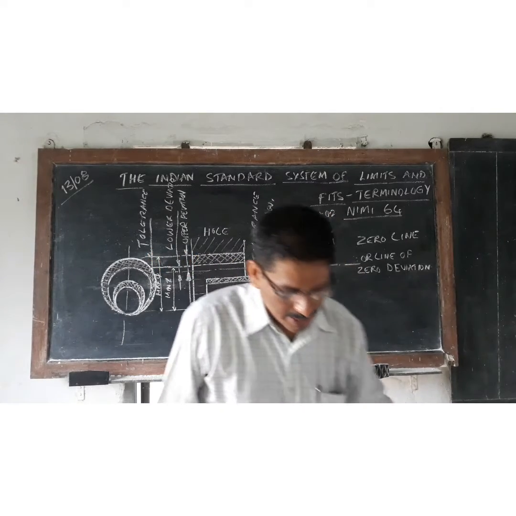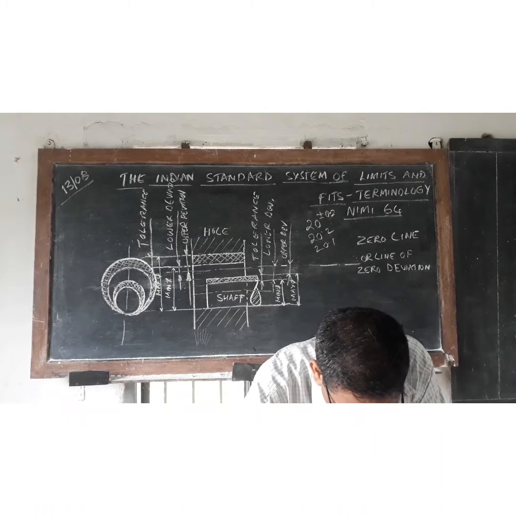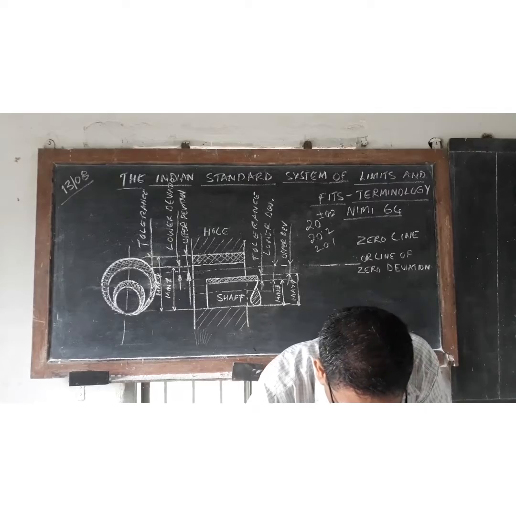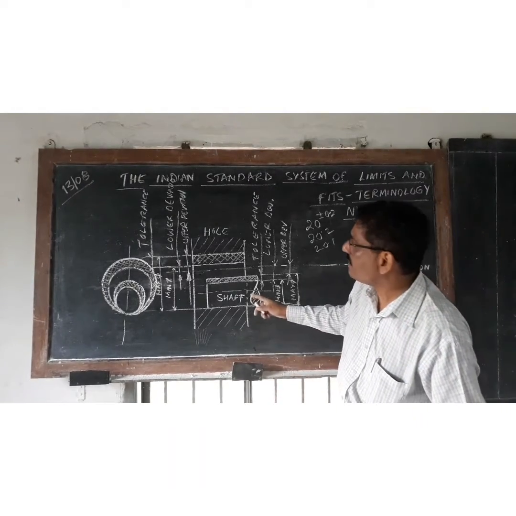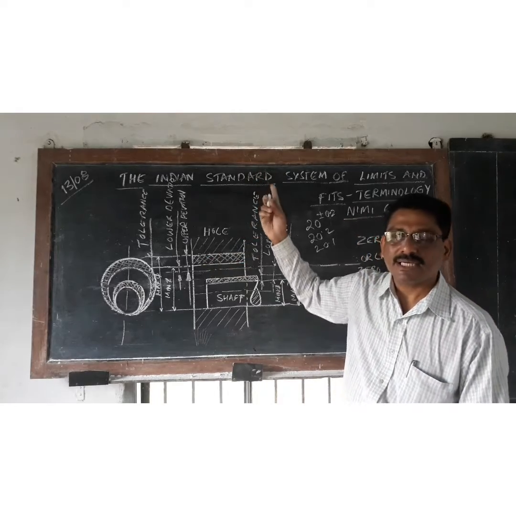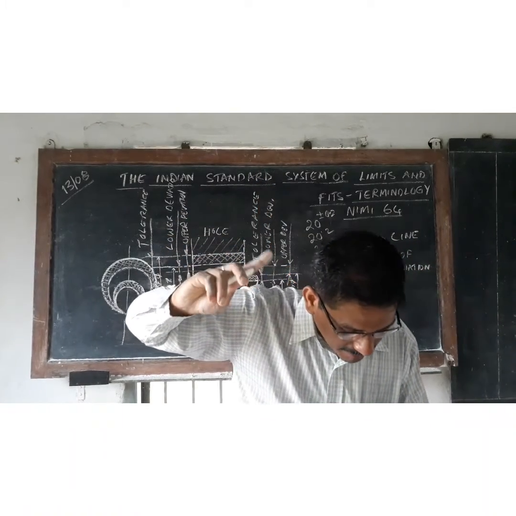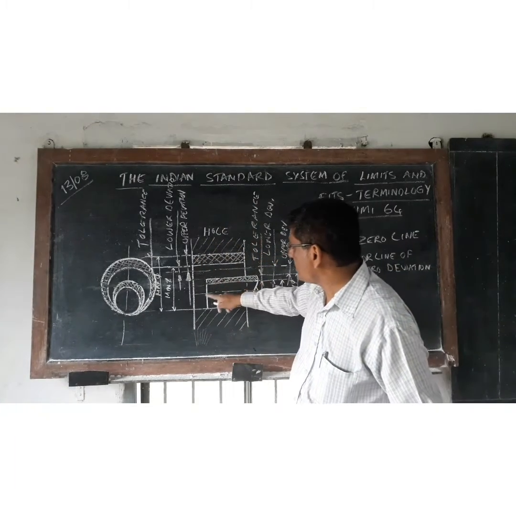Okay. Next, limit of sizes. One is the maximum limit of size. It is the greater of the two limit sizes. That is the maximum limit of size. We will do that calculation. It is the difference between the two limit of sizes.